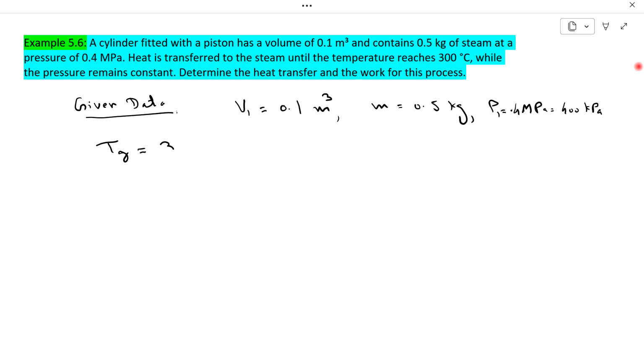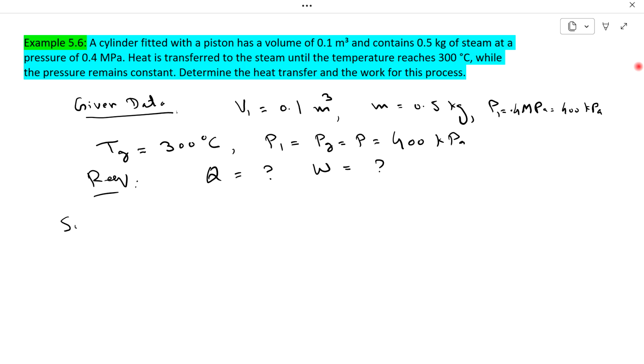It means that the final temperature is 300 degrees centigrade, while the pressure remains constant. This is a constant pressure process. P1 is equal to P2 is equal to P is equal to 400 kilopascal. Determine the heat transfer and the work done for this process. So this is the required data.